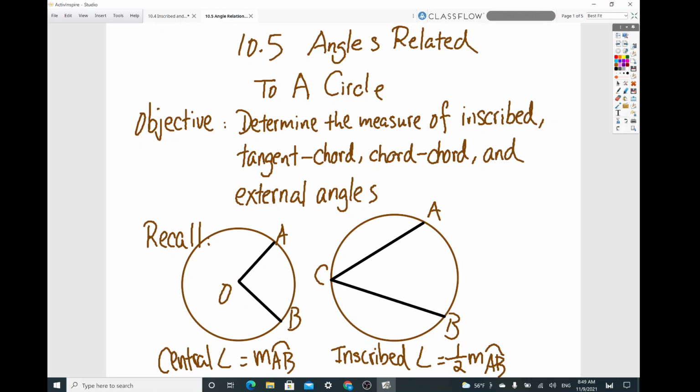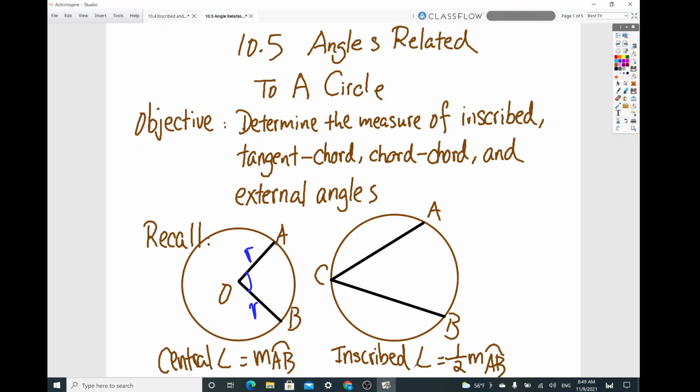So let's just refresh what we have done for this unit. Let's say that we do have a central angle. It's being bounded with two radii. Angle AOB is the same as the measure of arc AB. This arc right here, AB.